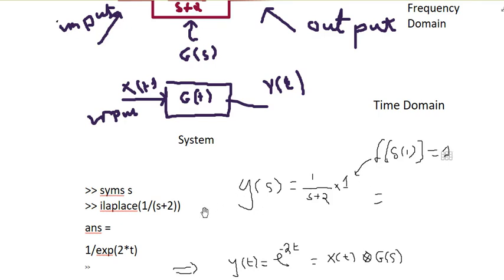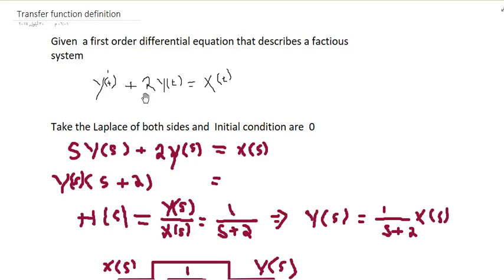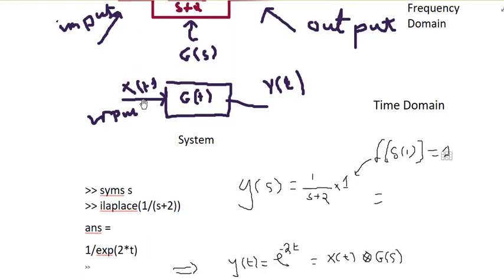Okay, now the answer here in time domain y(t) equal e to the minus 2t, which is the convolution of x(t) with g(t). So convolution in time domain is equivalent to multiplication in frequency domain as a property of this transform. And notice y(t) is the solution for this differential equation. So we find the solution through the use of Laplace transform. Thank you.